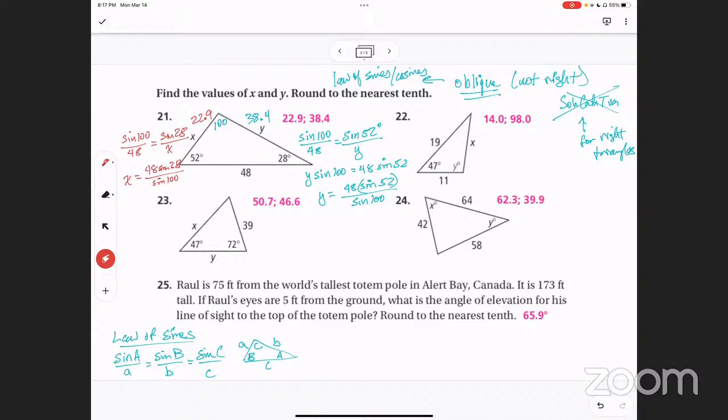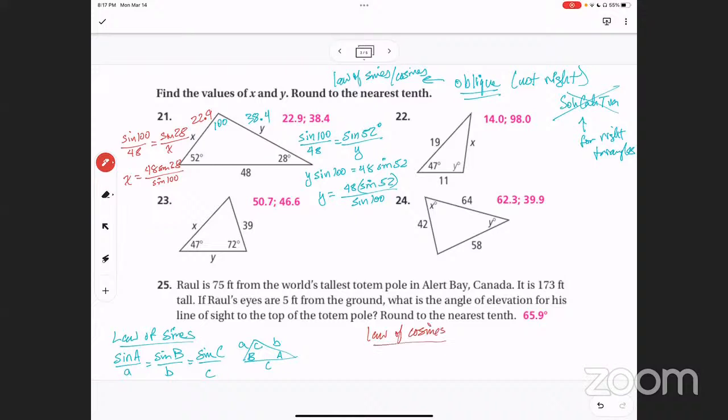Now, for number 24, what's the problem on number 24? It's lopsided. I don't have any of the angles. So can I use the law of sines if I don't have any of the angles? No, I can't. So I have to use what's called the law of cosines.